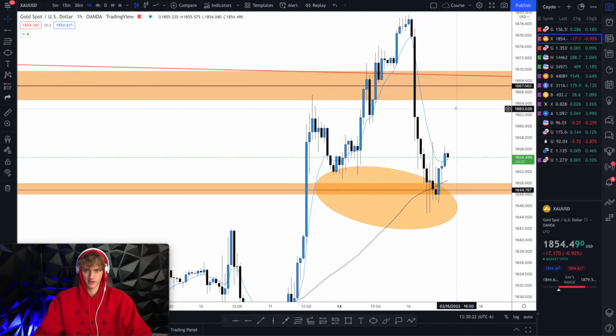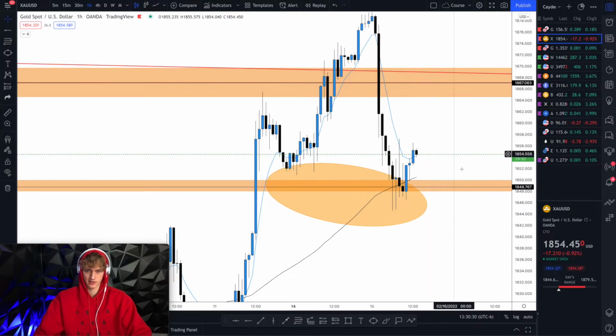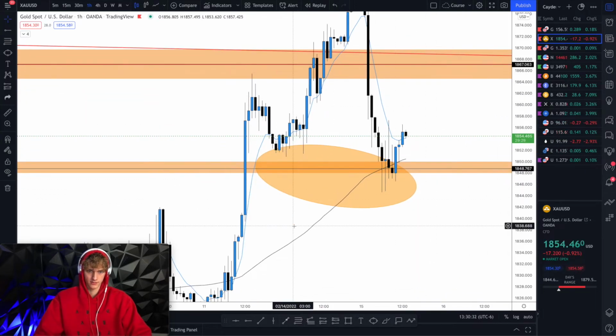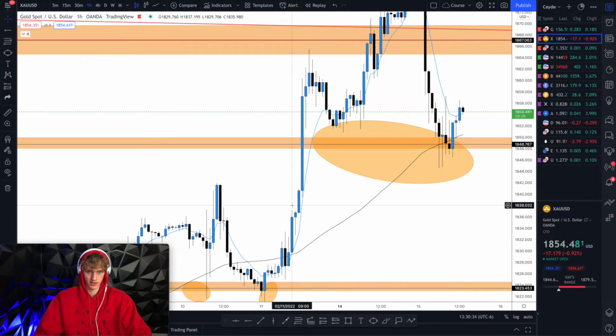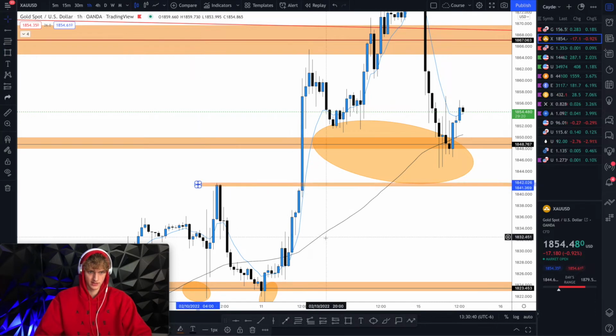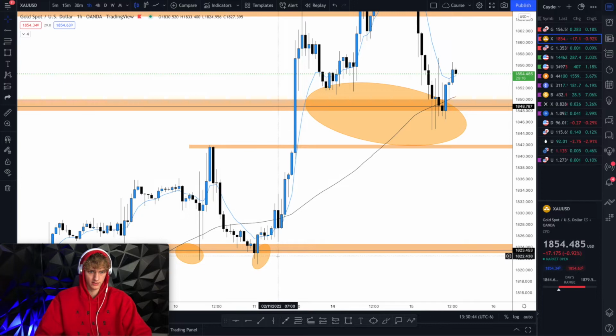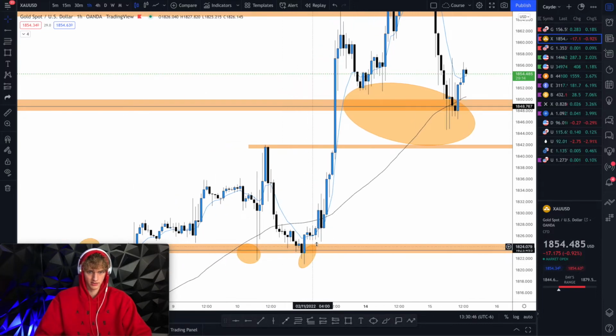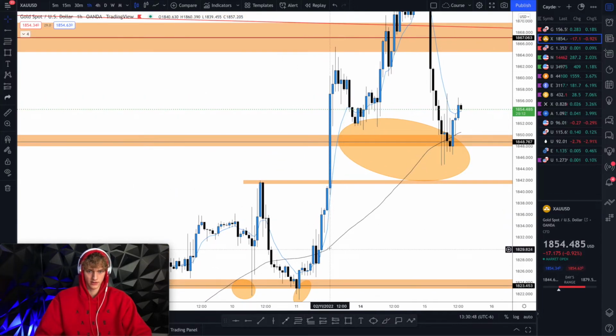If it kind of comes up here, forms a resistance, and then continues on down. So I'm going to break down more of this for you guys. As you can see, we had a resistance right here. It came down to our support, and then what did it do? It actually flew past our resistance.